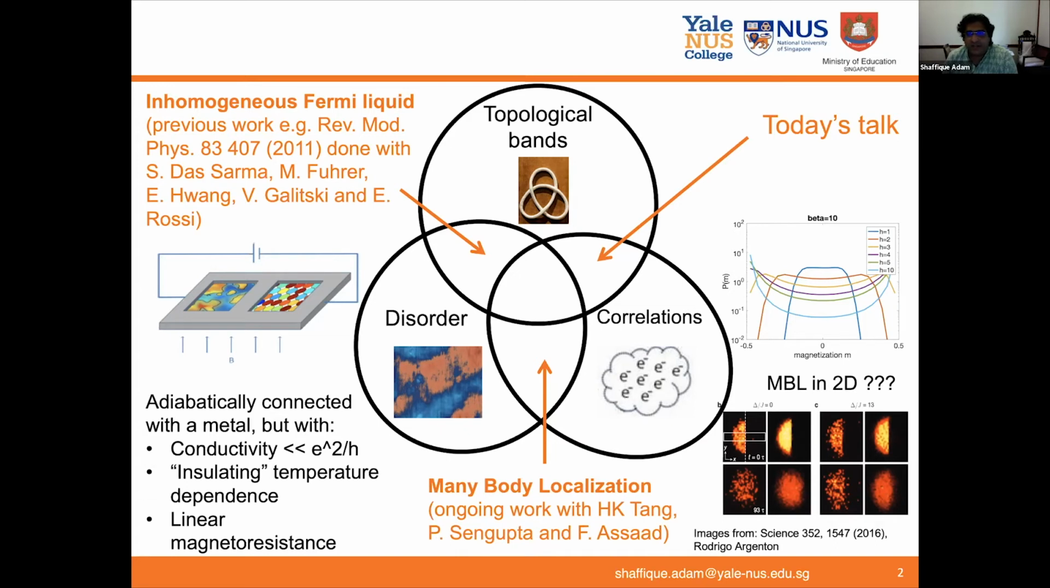Today I'll focus on topology and correlations, but I just want to point out that yesterday you heard Pinaki Sengupta talk, and he and I have a collaboration on looking at many-body localization, which is an intersection between disorder and correlations. And I spent a lot of time working on disorder and topology, and I'm happy to talk about that. We even have a review article in Reviews of Modern Physics from 10 years ago where we discussed this idea of topology and disorder. So that's where my interests lie.